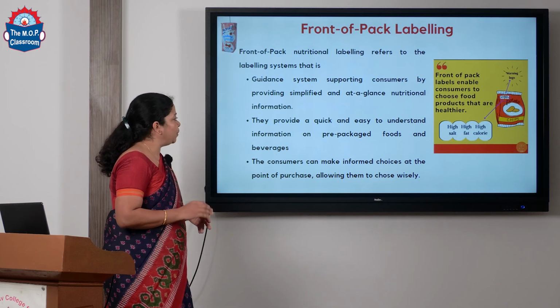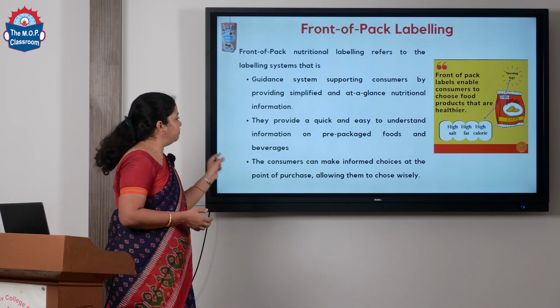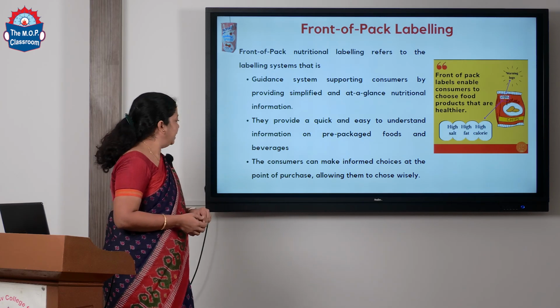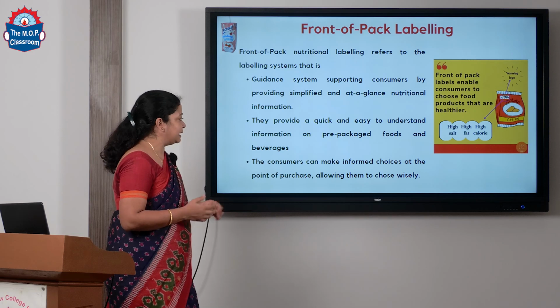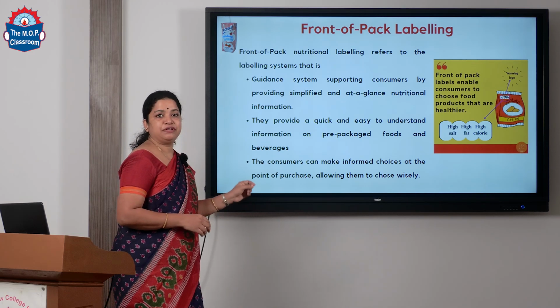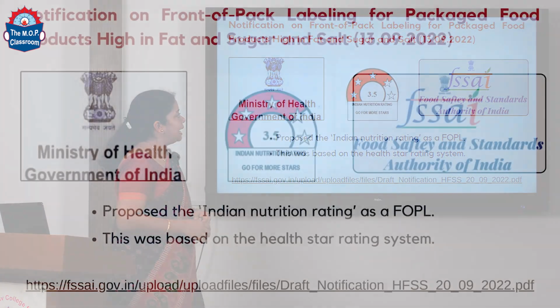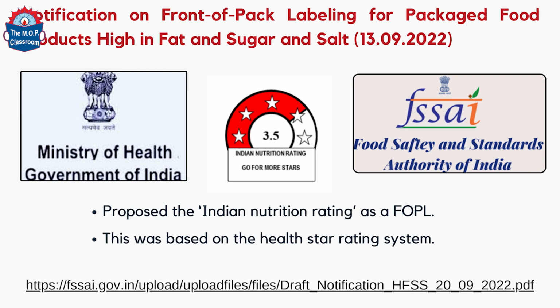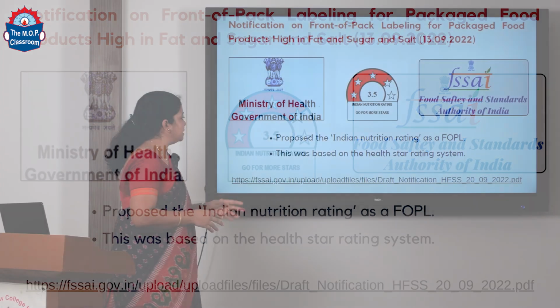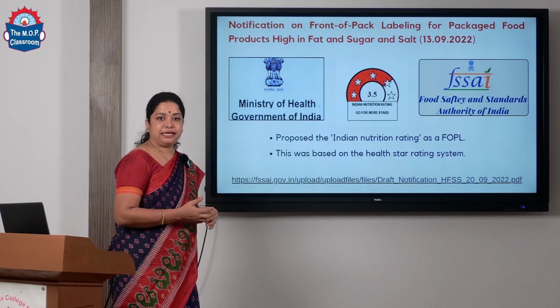They provide quick and easy to understand information on pre-packaged foods and beverages as well, and the consumer can make an informed choice at this point and choose wisely. This is one of the important points about the front of pack labeling system. This has been initiated by the Ministry of Health, Government of India, and the Food Safety and Standards Authority of India. These two organizations have tried to bring this kind of labeling system into food packages so that the consumer is able to understand and buy wisely.